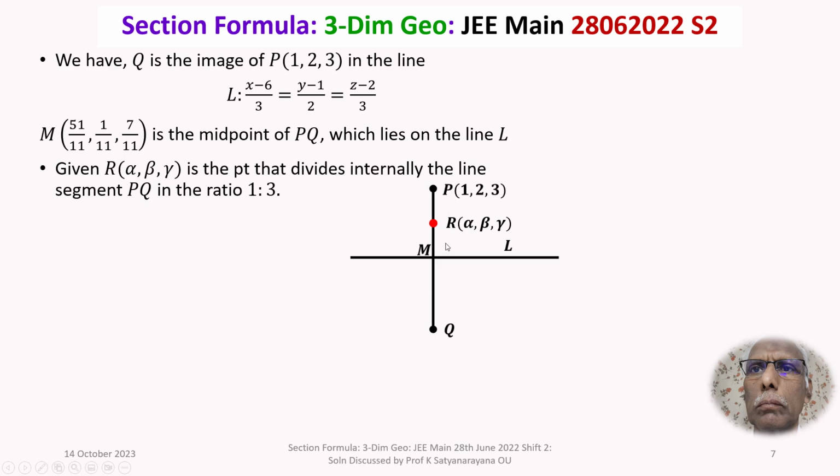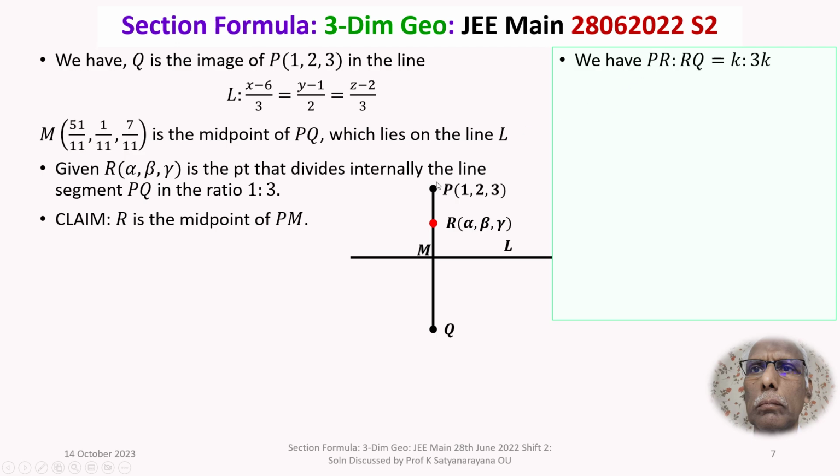What we claim is that R is the midpoint of PM. Our claim is R is the midpoint of PM. How do we say that? So let's see in the snippet. We have PR is to RQ is K is to 3K, because it is 1:3. Now PM is equal to MQ because Q is the mirror image of P in the line L. PM is equal to MQ.